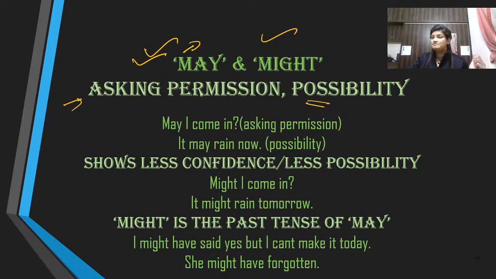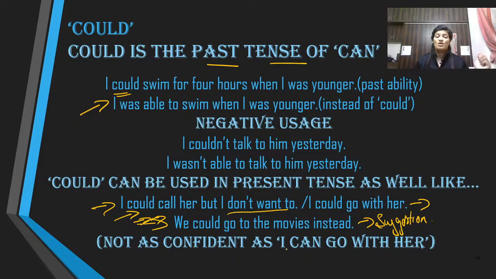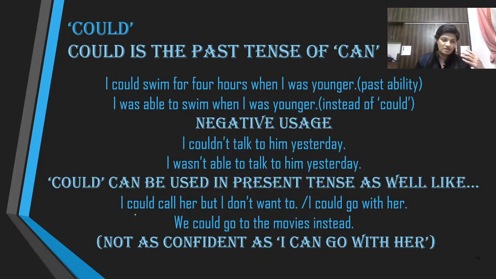The moment we say, which last line? This one, not as confident as I can go with her. When you use can here, supposing instead of could, you are saying it with much confidence, but if you say could, you are saying that with a little lesser confidence. Supposing can is 100%, then could is, let us say, 90%, with a little bit of lesser confidence.